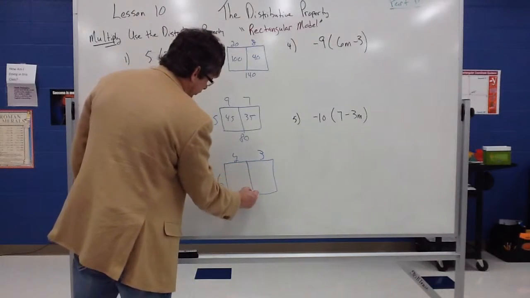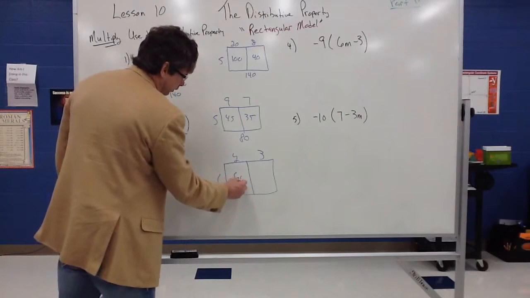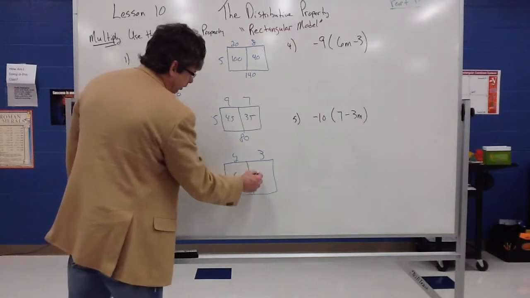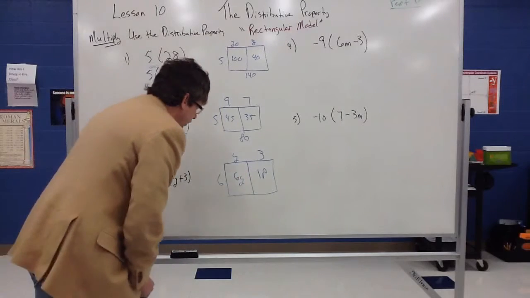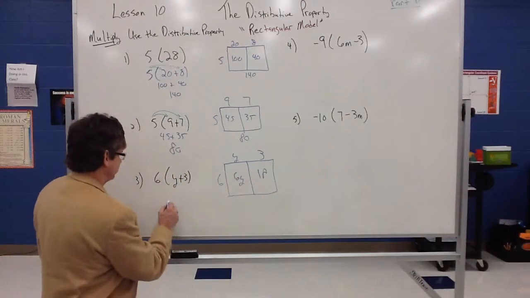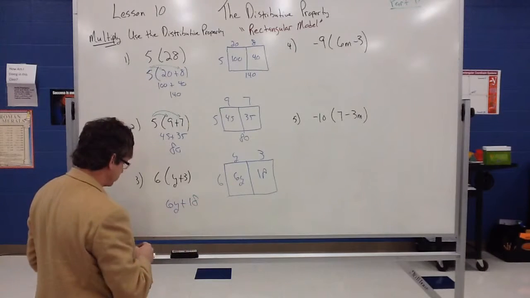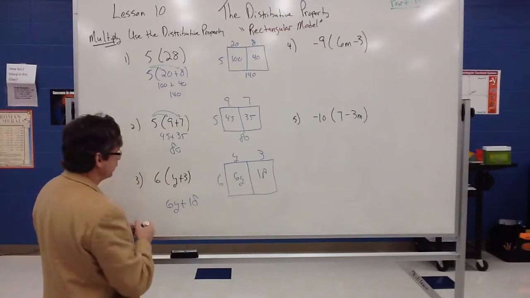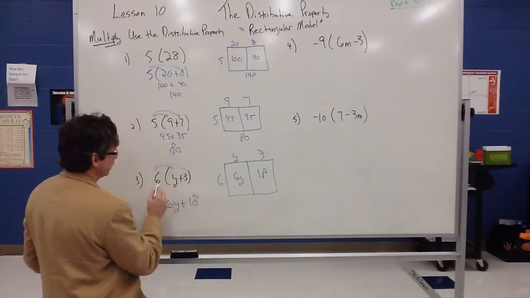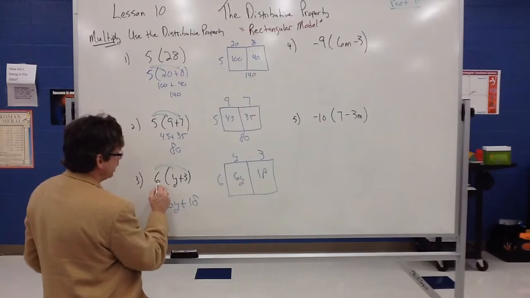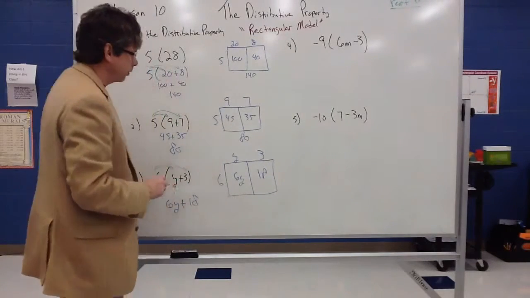And I can break this apart into 2 small rectangles. I have 6 times y, which is just 6y. 6 times 3 is the same thing as 18. And those would be my 2 terms. So I have 6y plus 18. So again, what you're doing is you're distributing the 6 through the parentheses. So 6 times y is 6y, and you have 6 times 3, which is 18. And that's where 6y plus 18 is coming from.